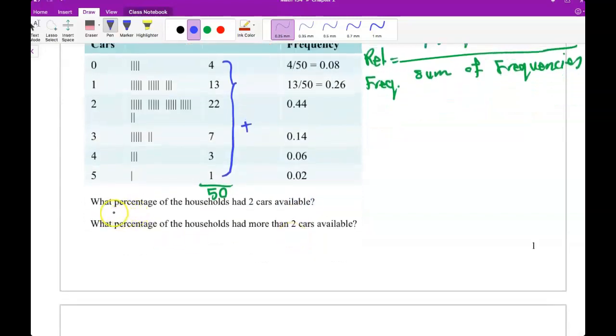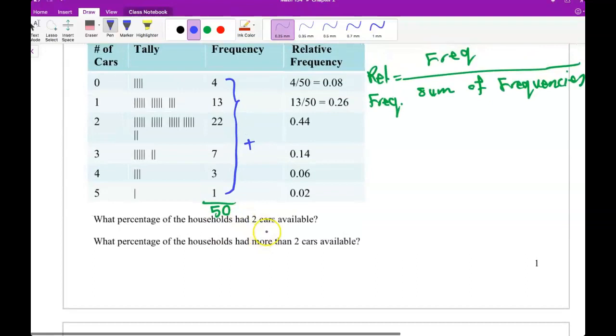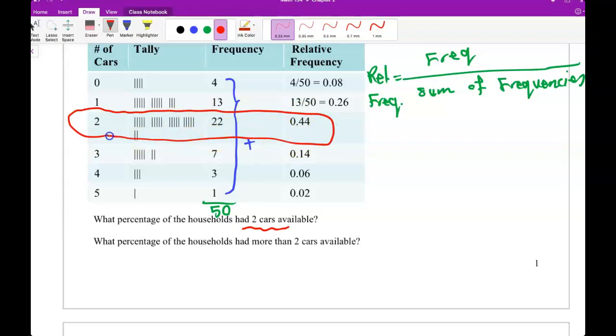Now let's see what the question is here. What percentage of the households had 2 cars available? So the part that we want to work on is 2 cars, and that is this part. And the answer for relative frequency is 44%, since it's asking for what percentage of households, instead of using the decimal, we use percentage. So it's 44% for 2 cars.